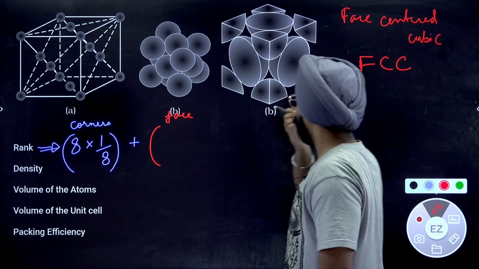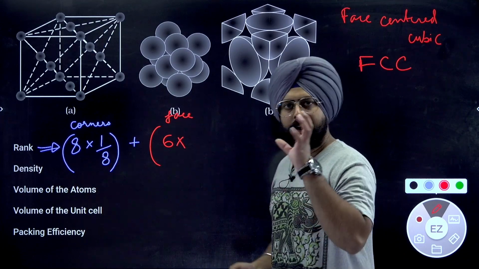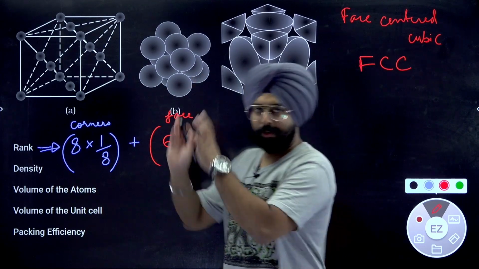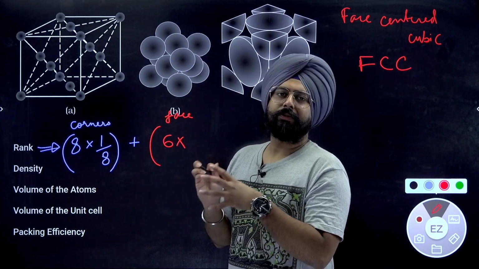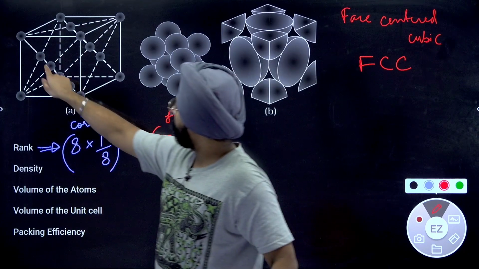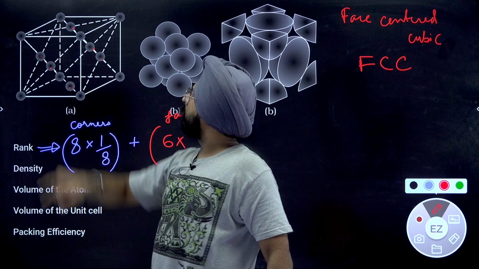So for the face-centered atoms, okay. So how many faces are there? There are 6 faces. So there are 6 atoms at each face. I mean, total, there are 6 face-centered atoms, 1 atom at each face center. So how many of those are there? 1, 2, 3, 4, 5 and 6.